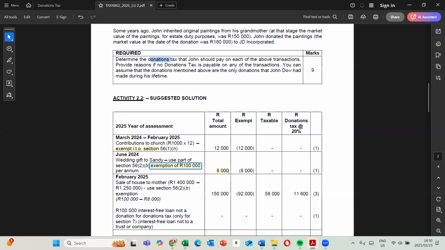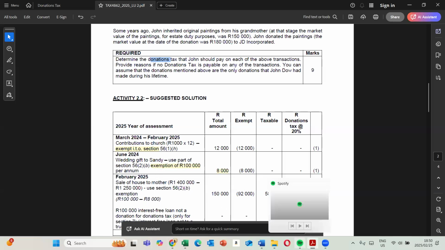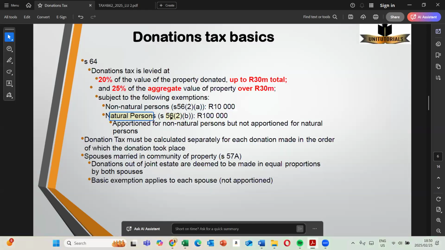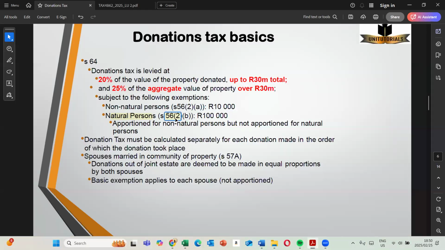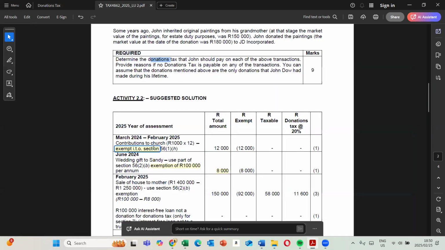So wedding gift to Sandy, he's going to get an exemption of this much. I believe you did highlight the 100,000. If not, please do highlight. If it was a company, it would get a 10,000 annual exemption for the whole year. Natural persons get a 100,000 exemption for the whole year. So that's what's happening.